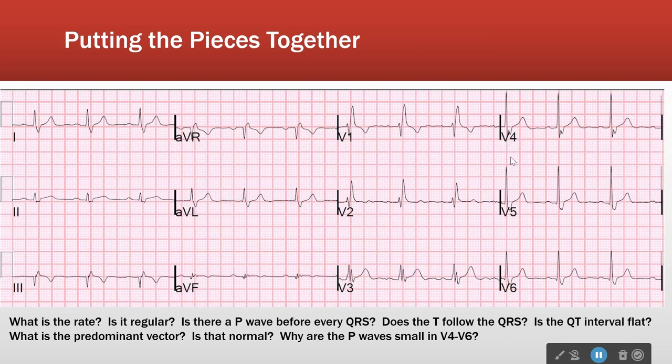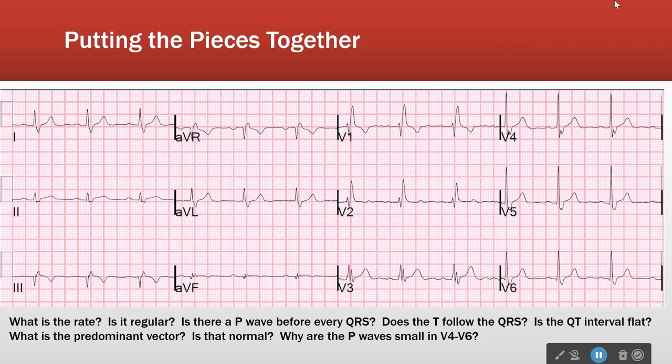Now, there are a lot of things that we read in an EKG. Many of those things we don't get to talk about yet because you don't have any background for them. But for now, for any EKG, I have a list of questions down there that you should get used to asking yourself whenever you're confronted with an EKG. First off, what is the rate?